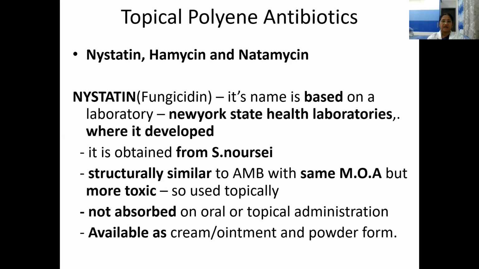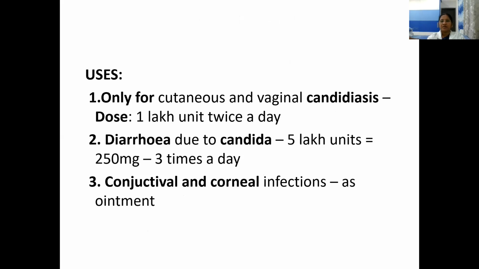Structurally, nystatin is similar to amphotericin B with the same mechanism of action, but more toxic. Because it is more toxic, it could not be used systemically, so it is used topically. It is not absorbed on oral or topical administration. Available as cream, ointment, and powder form. It is used only for cutaneous infections and vaginal candidiasis. The dose is 1 lakh unit twice a day.